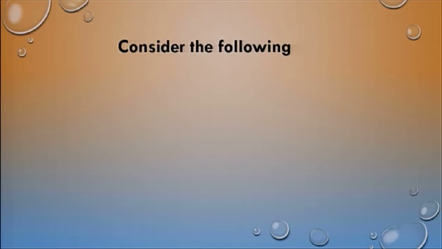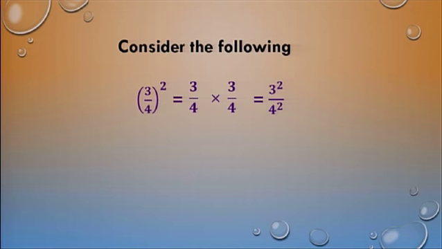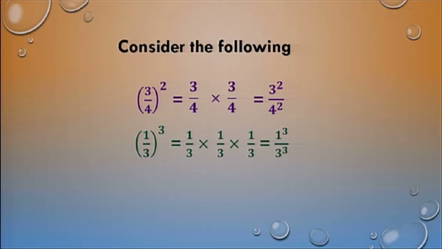Now consider the following. We have (3/4) power 2. What shall we write? We have a bracket with power 2. So this bracket is repeated twice. That is 3/4 times 3/4. It is equal to 3 power 2 over 4 power 2, because we have repetition of 3 twice and repetition of 4 twice. It is written as 3 power 2 over 4 power 2. Same for (1/3) power 3. We repeat the 1/3 three times because of the power 3. It is equal to 1/3 times 1/3 times 1/3, which can be written as 1 power 3 over 3 power 3.